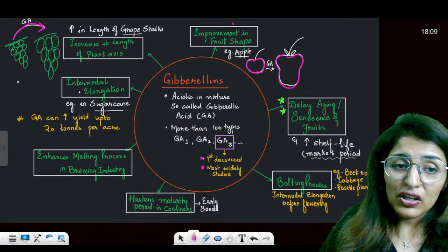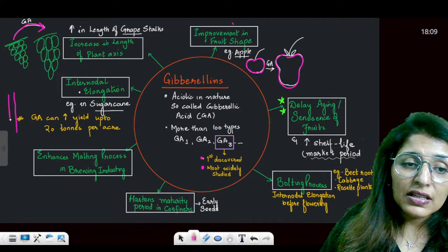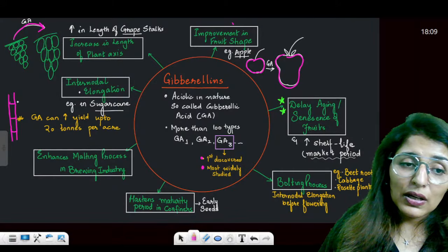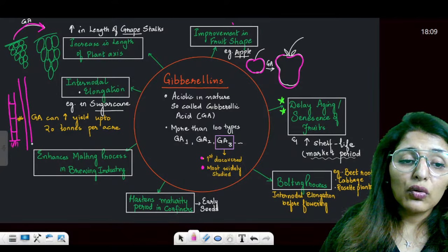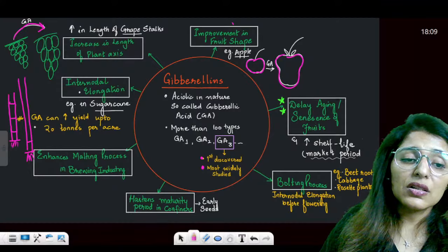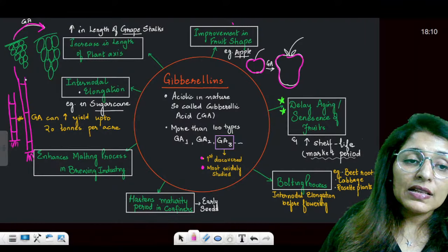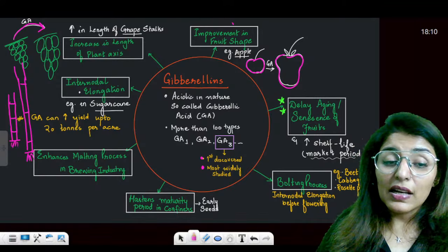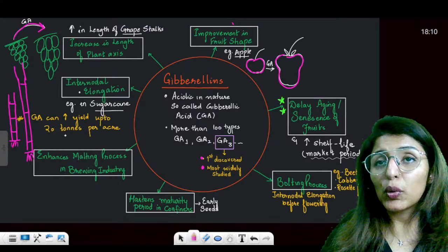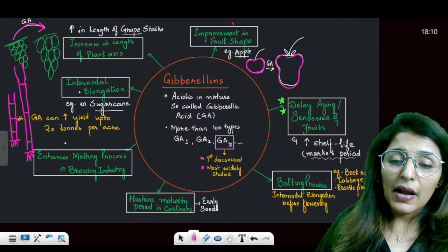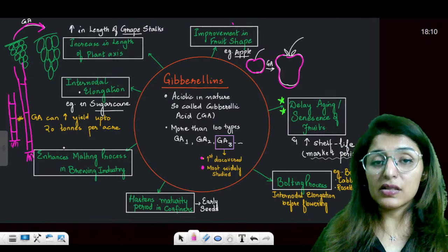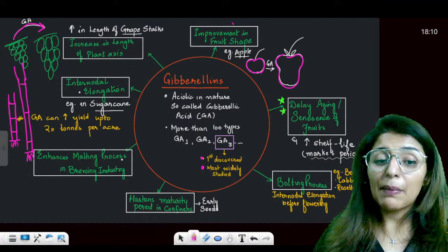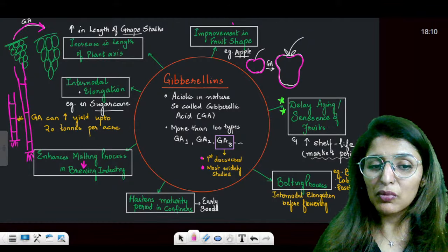Then internodal elongation also. Now internodal elongation is seen particularly in stems like sugarcane. So let's say this is a sugarcane. When internodal elongation occurs because of gibberellins, what is going to take place? Increase in the length, yes or no? Now gibberellins can increase the yield up to 20 tons per acre. So if you use gibberellins along with sugarcane cultivation, your yield can go up to 20 tons per acre. Is that clear? Then it enhances the malting process, that is, during alcohol production in the brewing industry.